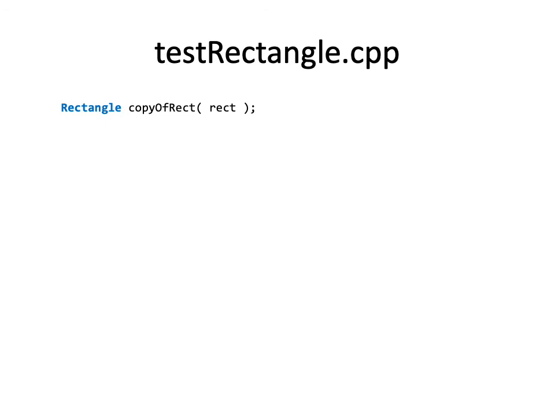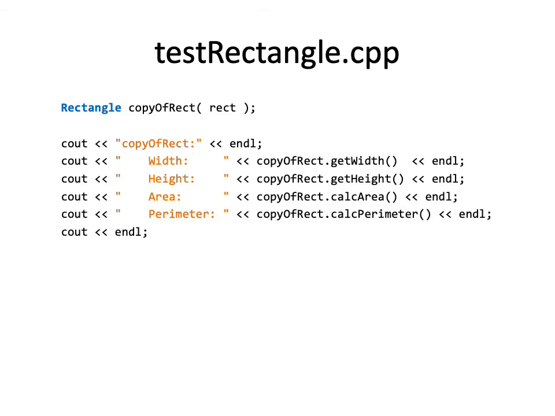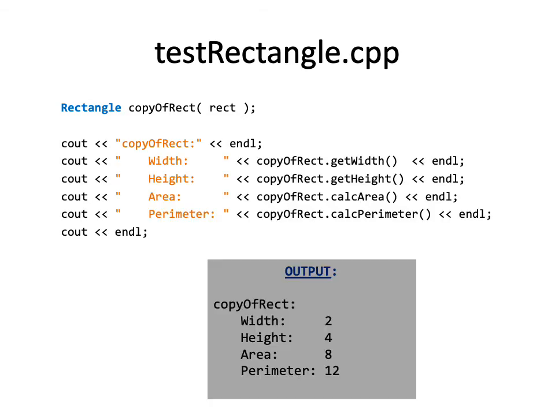And finally, let's try using the copy constructor. So I'm going to take that last rectangle on the previous slide, and I'm going to make a new rectangle based on the other rectangle called rect that we had in the last slide. So copy of rect is going to be initialized using the copy constructor, and it's going to be based on the rectangle from the previous slide. So if I output all of this, I should get that the width is 2, the height is 4, the area is 8, and the perimeter is 12.